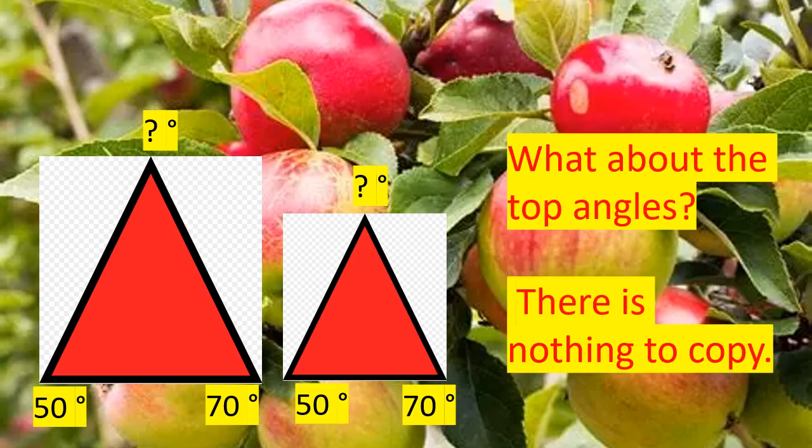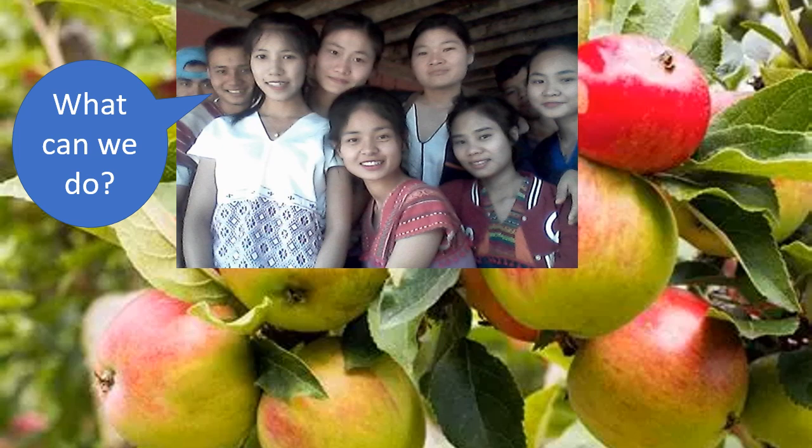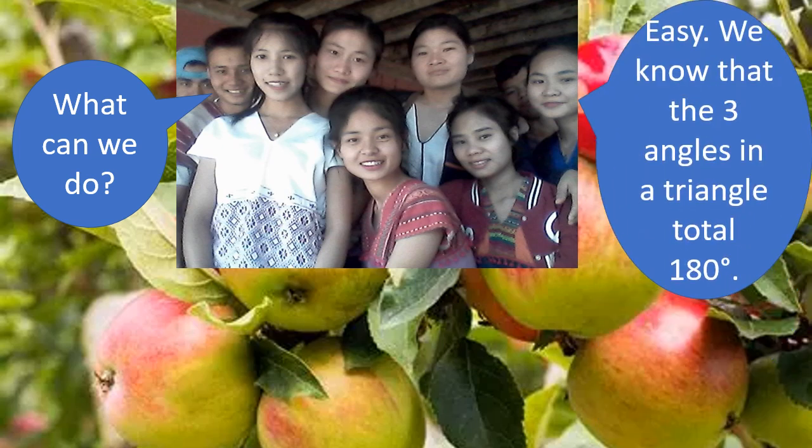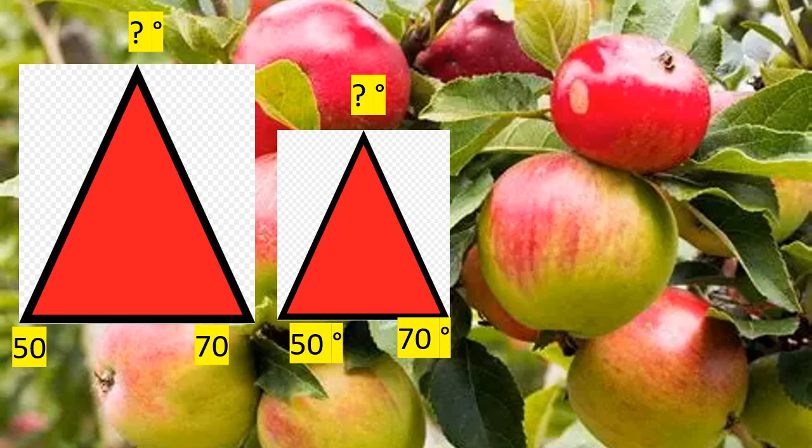What about the top angles? There's nothing to copy there. How can we do that one? And what can we do? Easy. We know that the 3 angles in a triangle total 180 degrees. So yes, if we minus the ones we know, we'll find the third one. And the answer is 180 minus 50 minus 70 equals 60 for both of those top angles. So we can get rid of those 2 question marks, and we can put 60 there for those. And now we have all the answers.